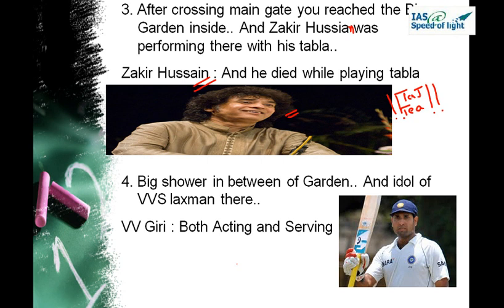died. So other thing what happens in big gardens is a big shower, okay, the water shower. So in that shower normally we find the statues, different statues, the statues of Ambedkar, statues of Maharana Pratap. But now here the strange thing was it was the statue of VVS Laxman. Okay, VVS Laxman is a very famous Indian cricketer, a very good test player. So idol of VVS Laxman was there.